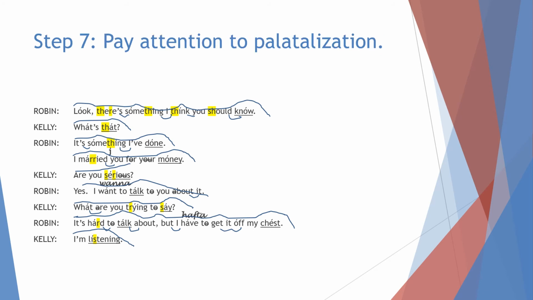Step 7 asks you to pay attention to palatalization, which is why I've written a small J above the D in married and the Y in you, as a reminder that married you is pronounced "marrijew".